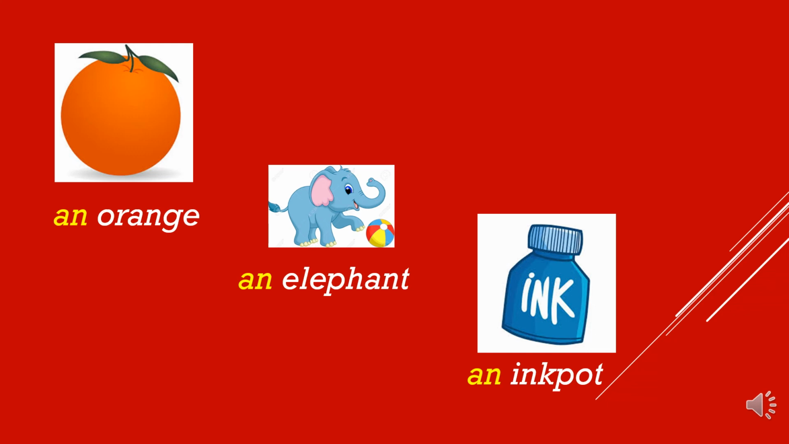Next we have ink pot. An ink pot. Why it is an ink pot? Ink pot is starting with the vowel sound E. So we will put an. I hope all of you have understood these examples.